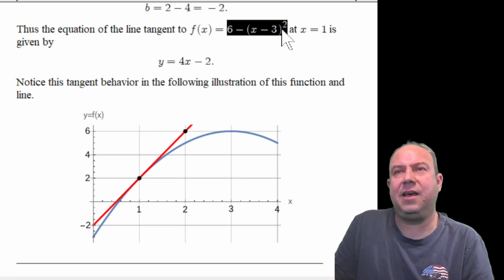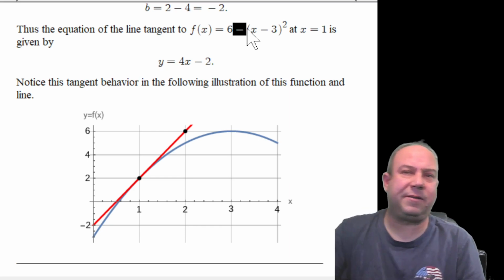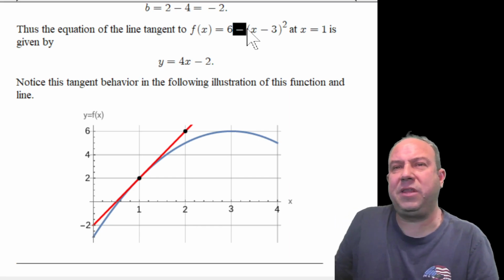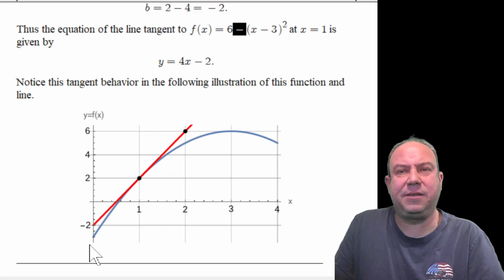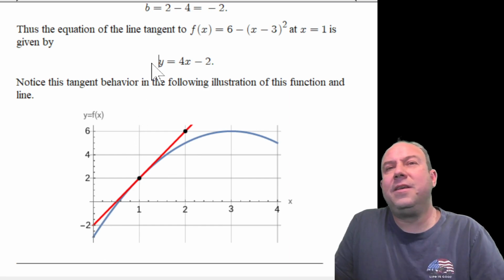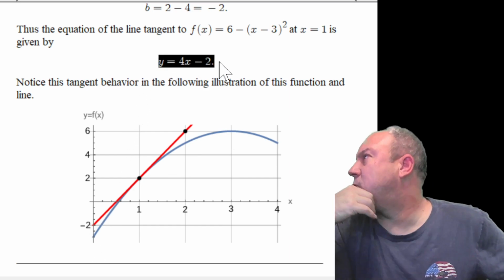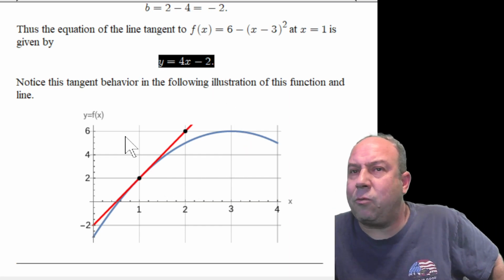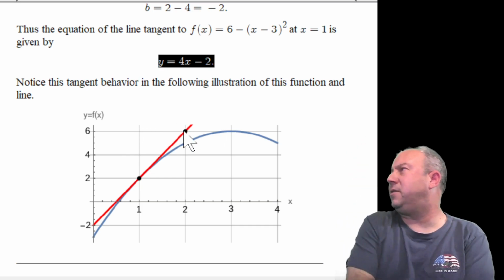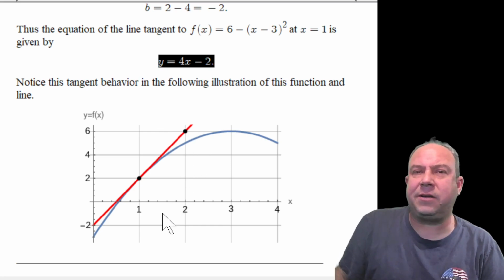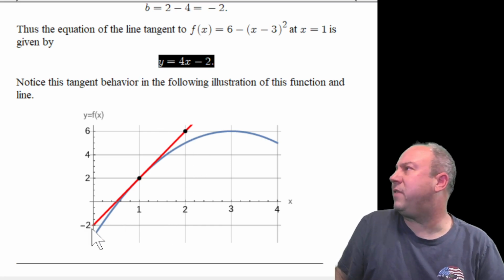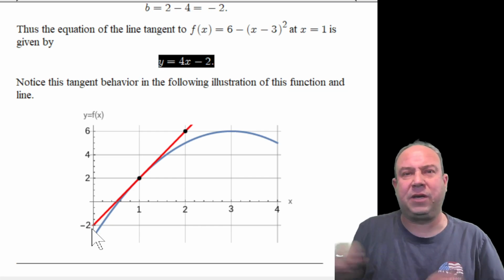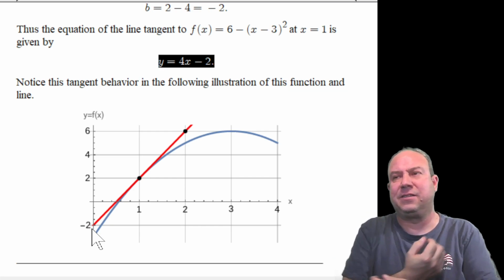And a vertical stretch of negative 1. That gives me this blue graph here in space. The tangent line is described by the equation 4x minus 2 with the slope of 4. That means it rises 4 and runs 1 to move between these 2 points. And it has a y-intercept down here at negative 2. And all of that is true in this graph. We can see it all fits this illustration.